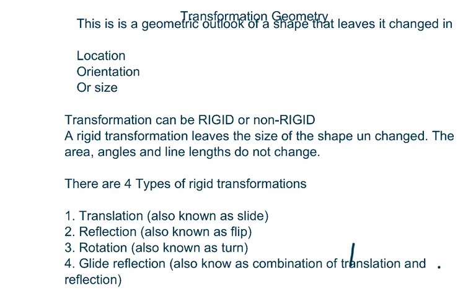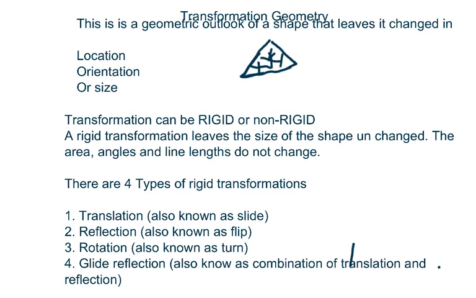If we have a triangle here, and there's my triangle, if I transform it, it means I'm going to change it. If there is no transformation, the triangle will remain exactly as it is.